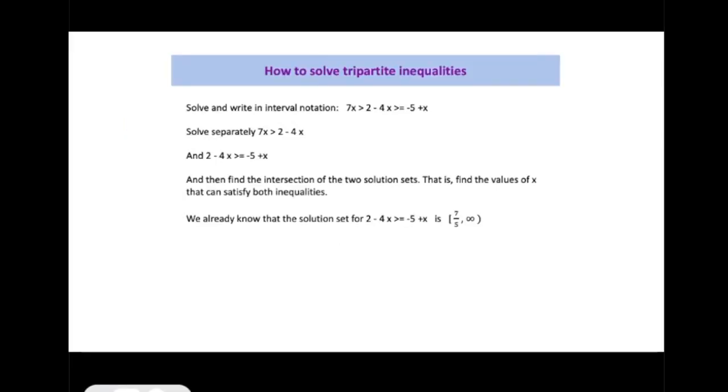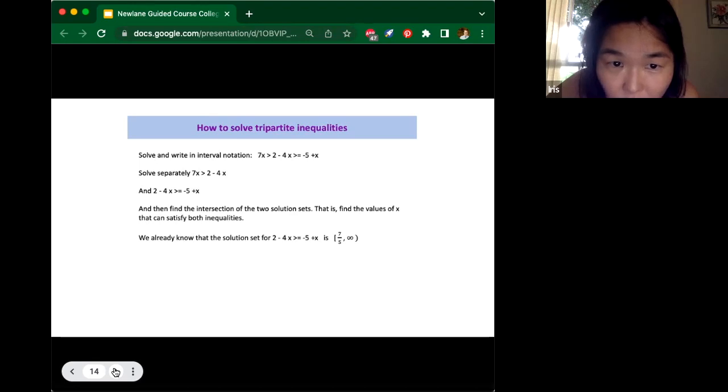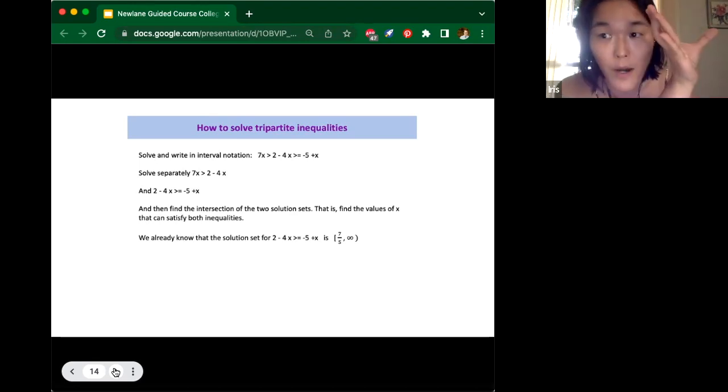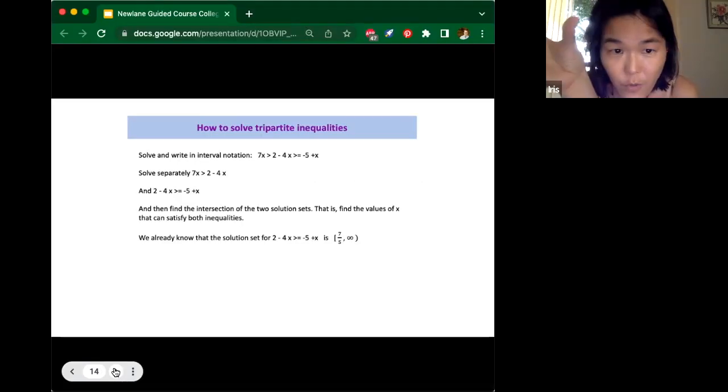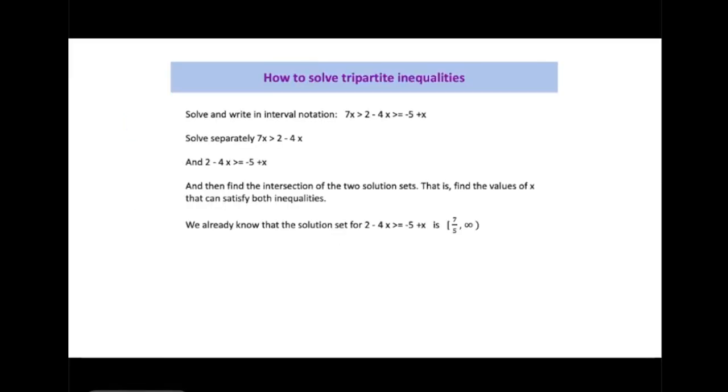So here, 7x greater than 2 minus 4x is one part. I'm not understanding where they're divided or where there are multiple. So we have 7x greater than 2 minus 4x as the first 2 parts, right? And then the second 2 parts are the middle part and the third part. So I have 2 minus 4x greater or equal than minus 5 plus x.